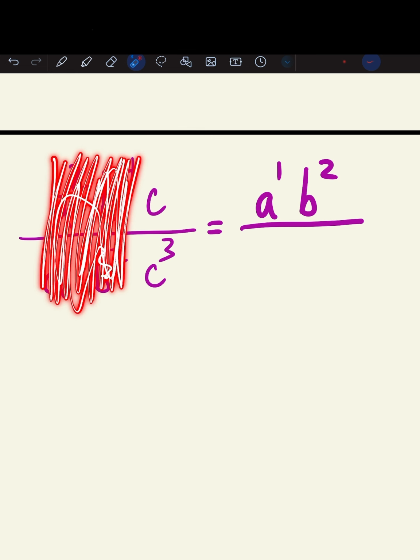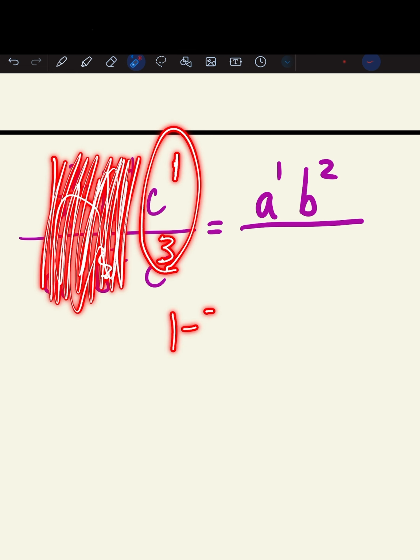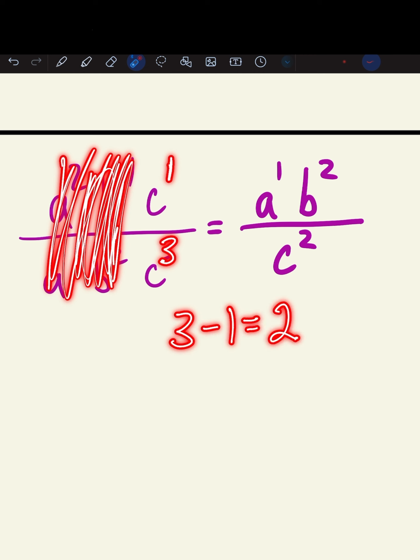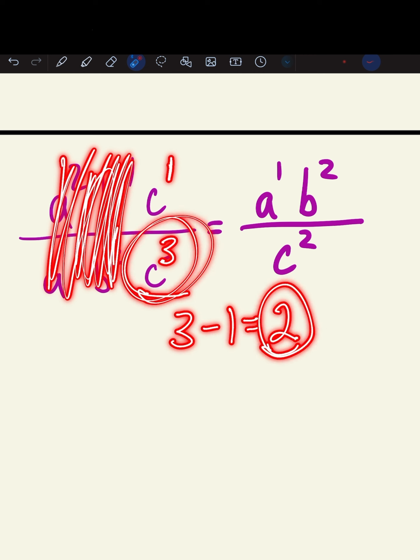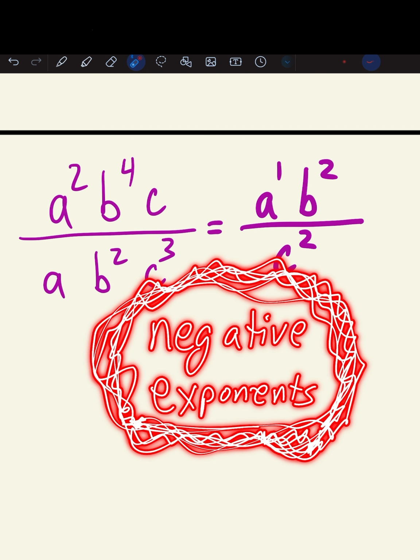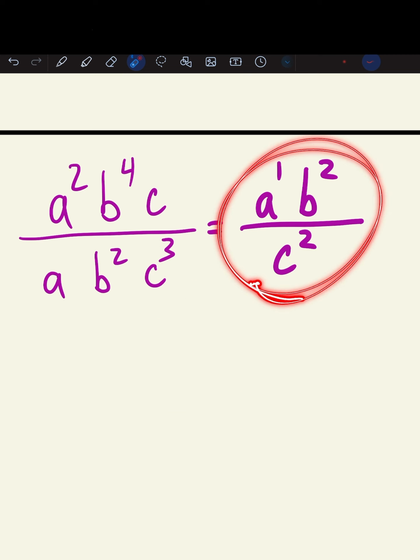And now for our c's, there's an invisible 1 here, so technically we would do 1 minus 3. However, that gives us a negative number as an exponent, which can be confusing for some people. So a trick for this one, if I were to switch that subtraction around, I would end up with a positive 2, and because there were more c's on bottom, my answer ends up on bottom. Another video all about negative exponents will be coming soon, so if you're curious about those, stay tuned. But ultimately, this is our answer for this one.